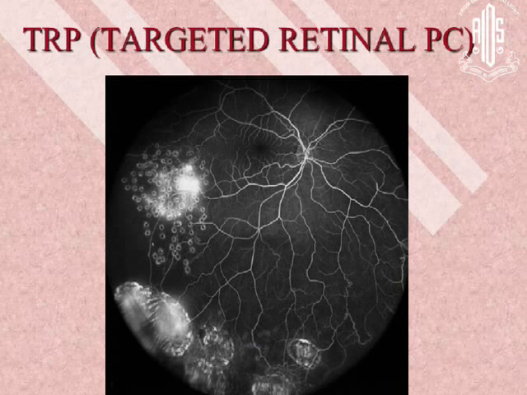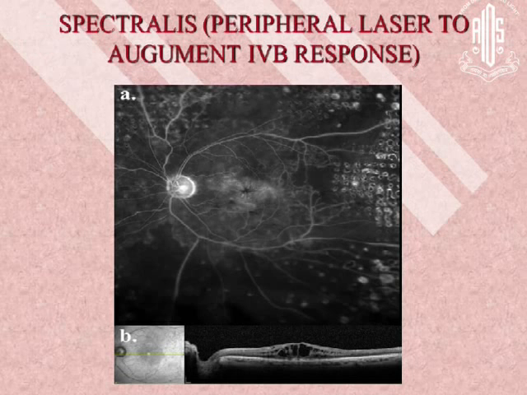Then there is a concept called targeted retinal photocoagulation. With this targeted retinal photocoagulation, we can target the peripheral CNP areas by which we can even hinder the retinopathy as well as we can augment the response of anti-VEGF. Even the macular edema can get better with peripheral treatments. So this is a peripheral laser to augment the intravitreal bevacizumab response in a case of cystoid macular edema.